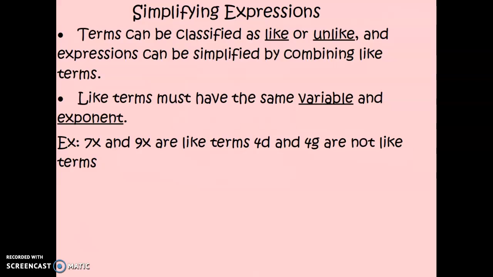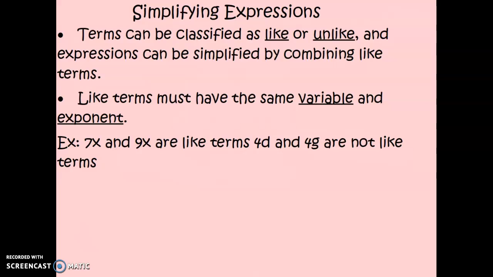All right, so terms can be classified as like or unlike terms. Expressions can be simplified by combining the like terms. We cannot take an expression and combine everything in it. We can only combine together what is like. It's kind of like if we were trying to count how many apples, oranges, and bananas we have. We wouldn't count them all together. We would want a total for apples, a total for oranges, and a total for bananas.